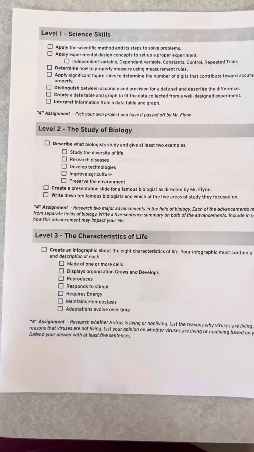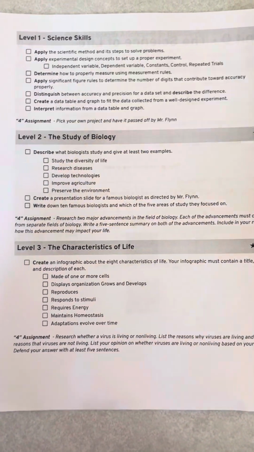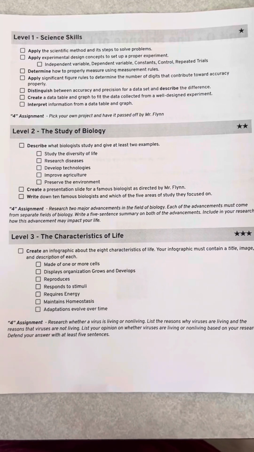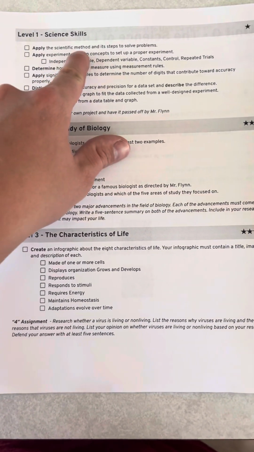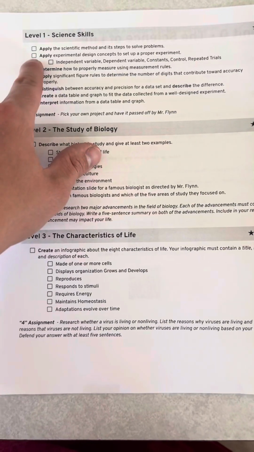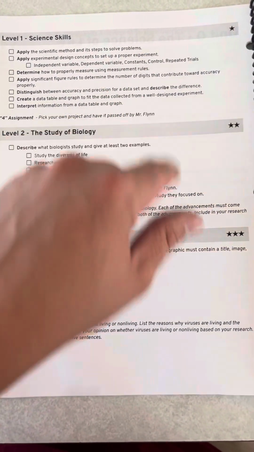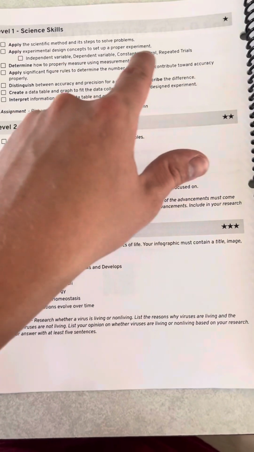All right, so let me flip through here and show you a little bit. Here are all of the standards that they need to know. For the first one, you can think of it as an I can statement in front of each of the terms. So like, I can apply the scientific method and its steps to solve problems. I can apply experimental design concepts to set up a proper experiment. And these are the things they have to have in there.